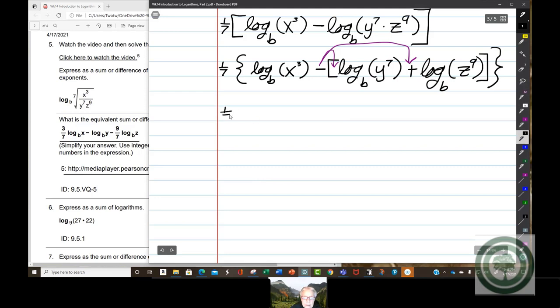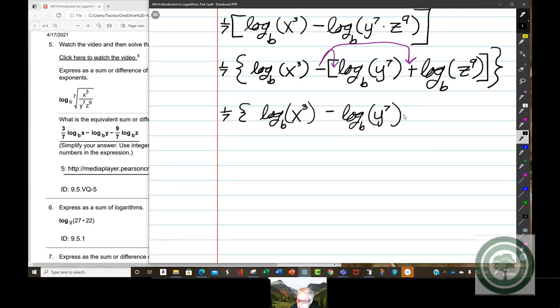1/7 times log base b of x to the third minus log base b of y to the seventh. Negative times positive is negative log base b times c to the ninth. And now I don't have any brackets on the inside, so I can get rid of that brace and put a bracket there.